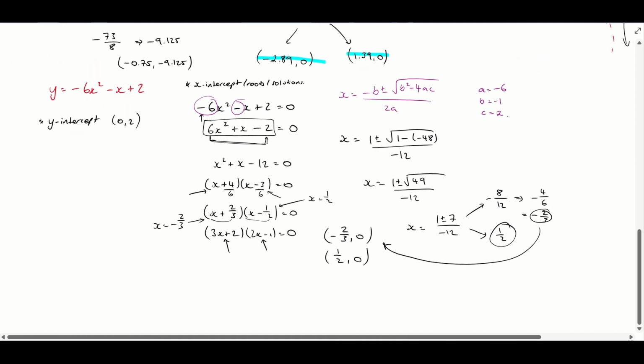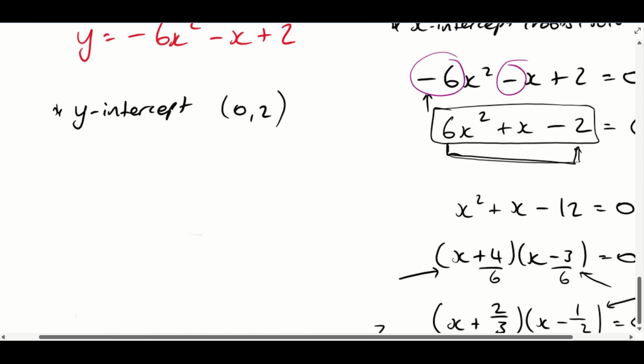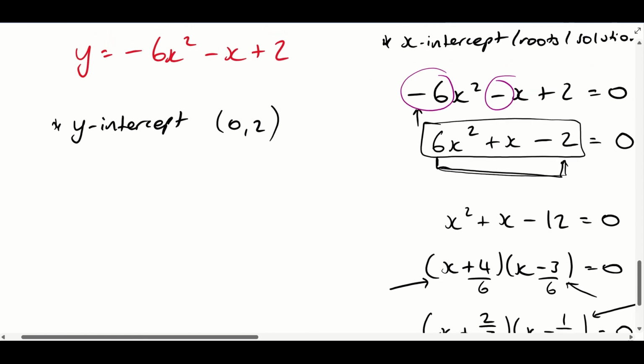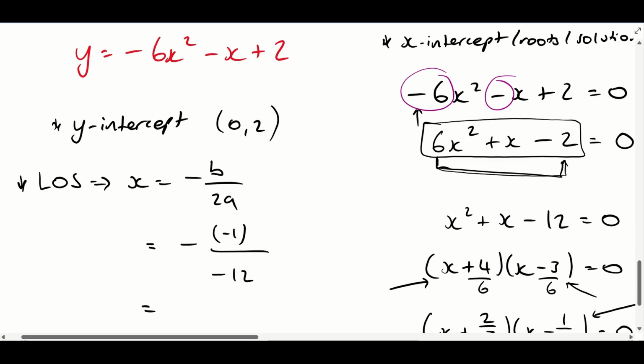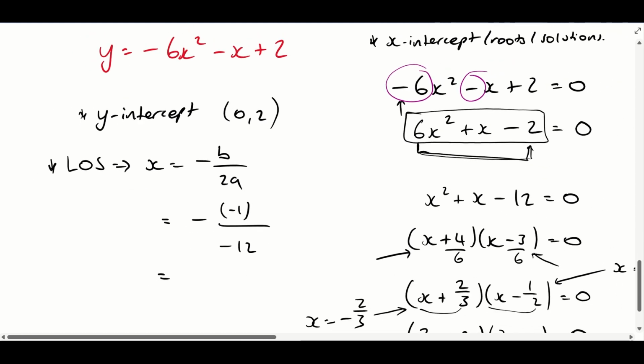Finally, our line of symmetry. So back over to what our equation looks like. Our line of symmetry, that doesn't change. It's just when x is negative b divided by 2a. So negative b, negative minus 1, divided by 2 lots of minus 6 is just minus 12. So we end up with 3 negatives here, so we end up with 1 negative in total, minus 1/12.